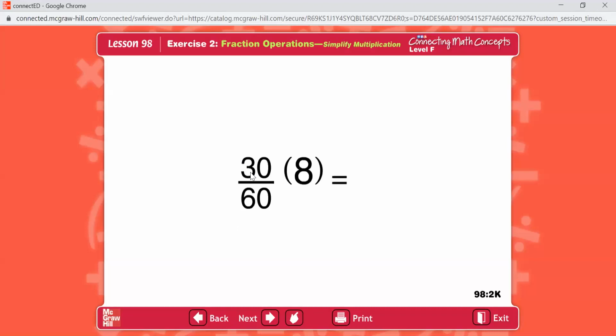So our new equation is 1/2 times 8. And working that straight across, you get 4. Half of 8 is 4. When you multiply half times a whole number, it's dividing it by 2.